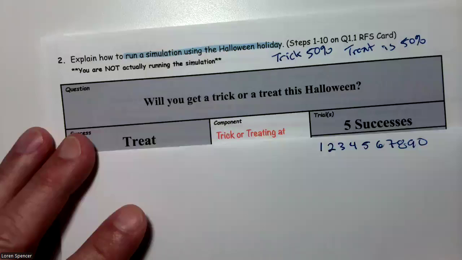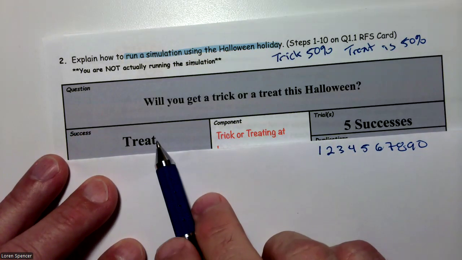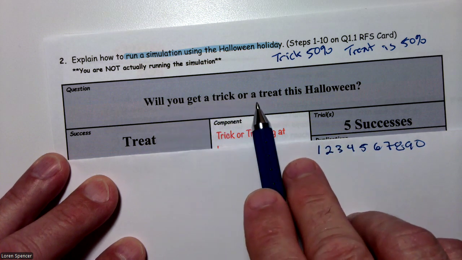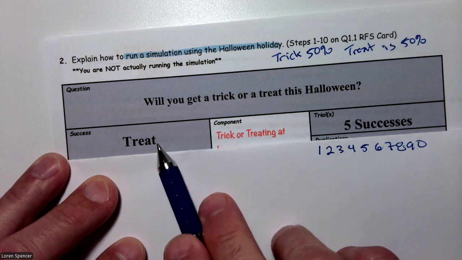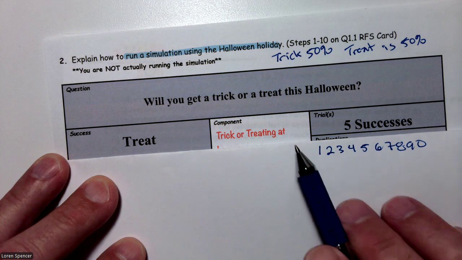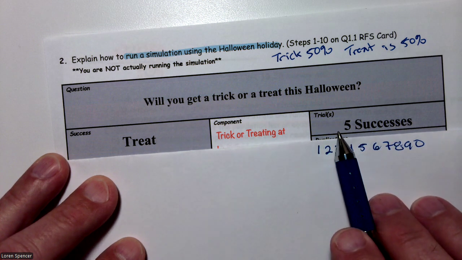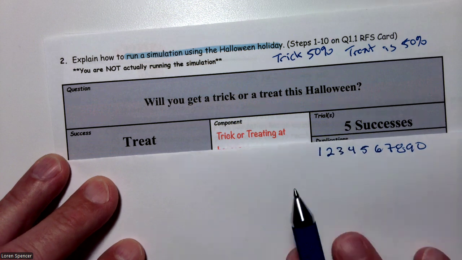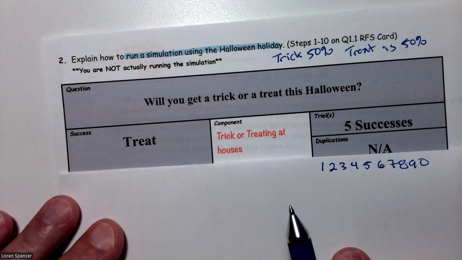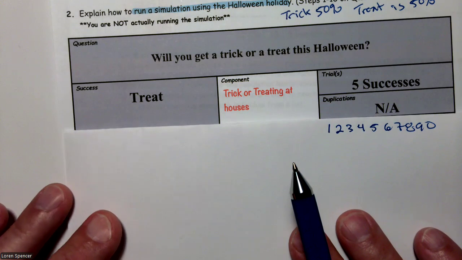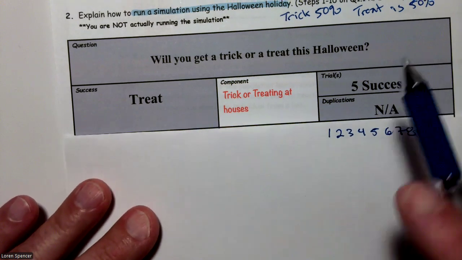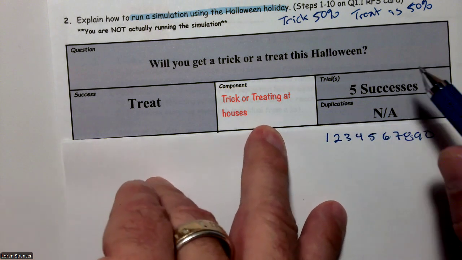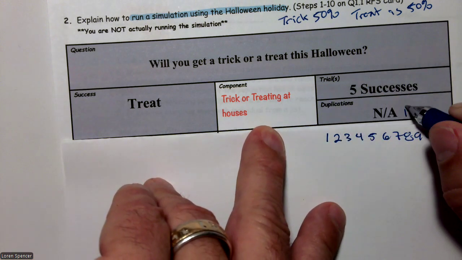So we need to go through this. The success will be getting a treat. Obviously, the question is, will you get a trick or treat? We're going to call a success getting a treat, and we're going to run 5 trials. Because we're dealing with percentages, 50%, duplicates are not an issue. So duplicates would be permitted.